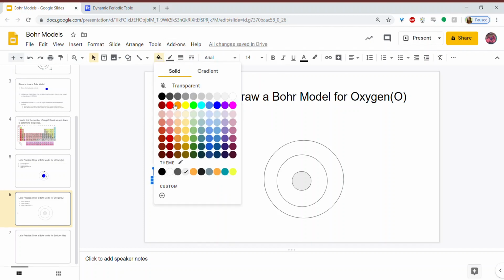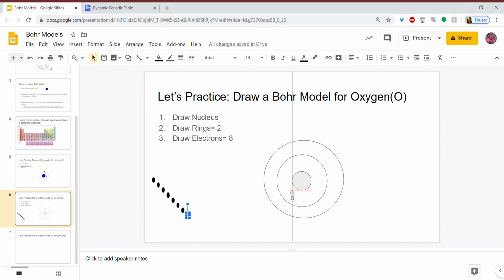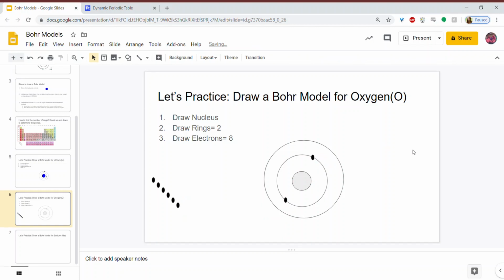Shade it in. So there's 1 electron, 2, 3, 4. 1, 2, 3, 4, 5, 6, 7, and 8. Okay, so I need to place all of these. First off, how many can go on my first shell, my first ring? Only 2. Notice how I'm not putting them in the nucleus, I'm putting them on the first ring. And I can only put 2 there, it can only hold 2. It gets full after 2.